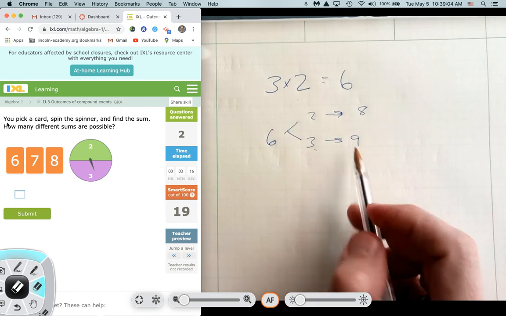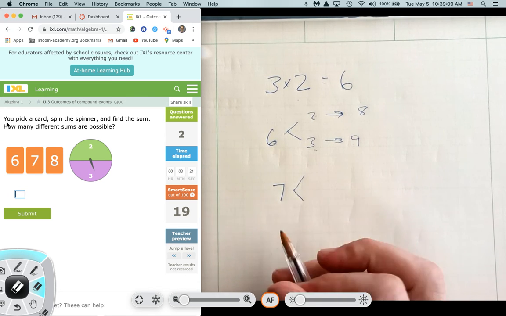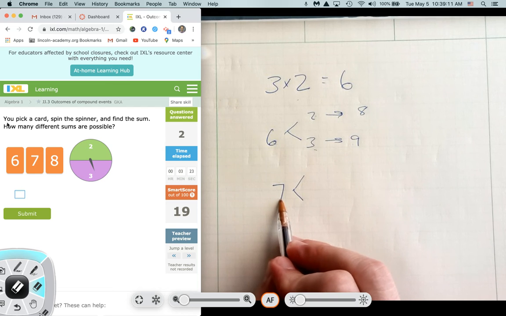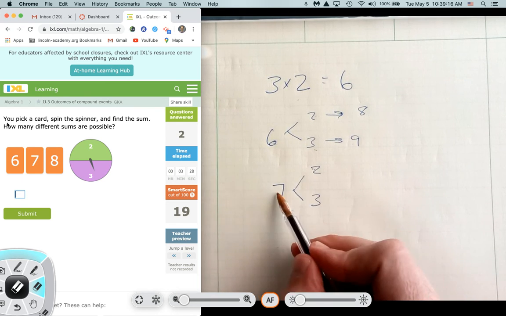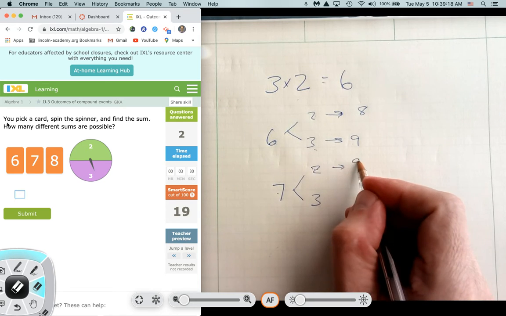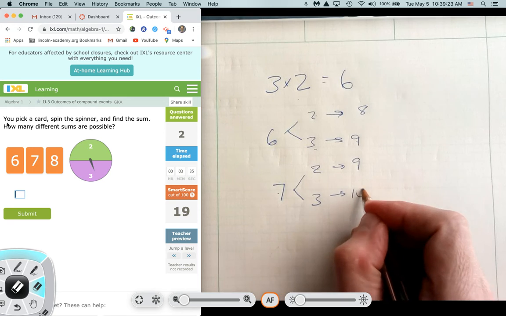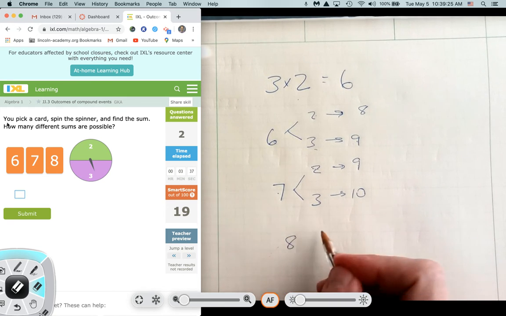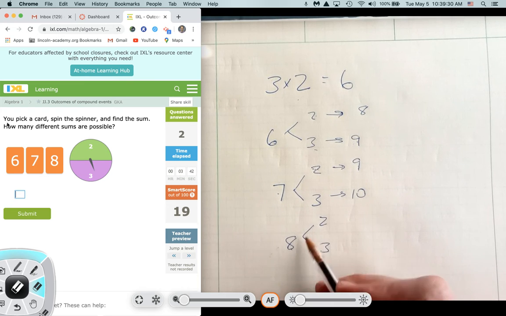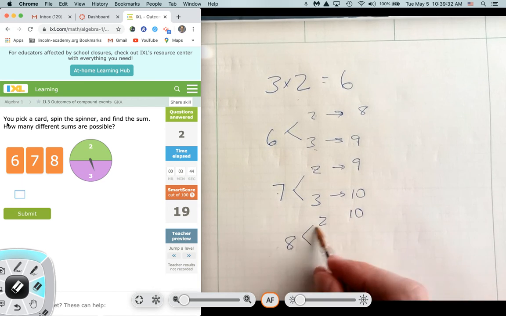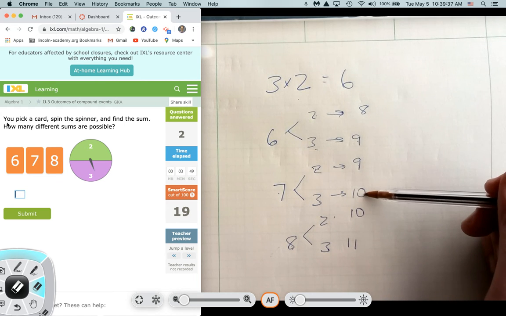That's my sums. Now, if I pick a 7 card, I can still only spin either a 2 or a 3, but 7 and 2 add up to 9. I've duplicated 9. 7 and 3 gives me 10. Now, if I pick an 8 card, I can still either spin a 2 or a 3. 8 plus 2 is 10. 8 plus 3 is 11. So I'm getting some duplication in my sums.